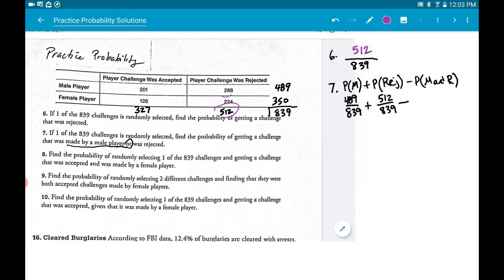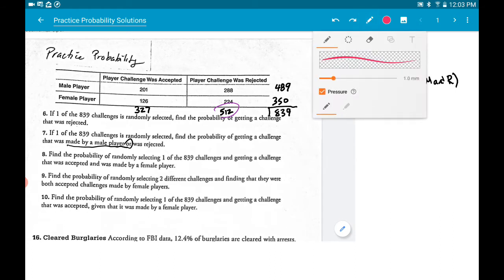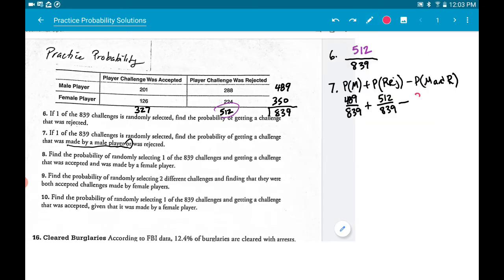In this case, the overlap is the males that were rejected. I just circled it. It looks like there's a 288 there. And so when we subtract that off, we'd be subtracting off the double count. So again, I'm more concerned with the setup right now, but if you punch all those in or break it out, you get the final answer.